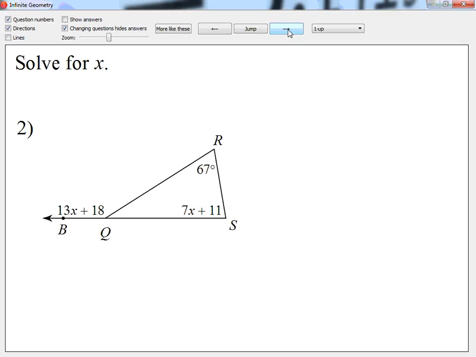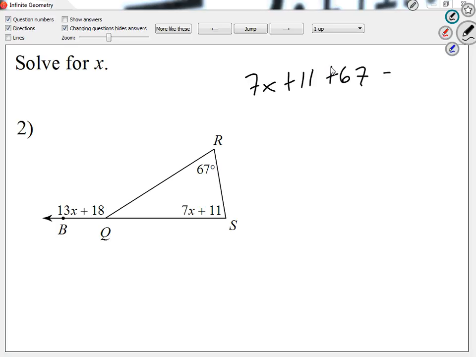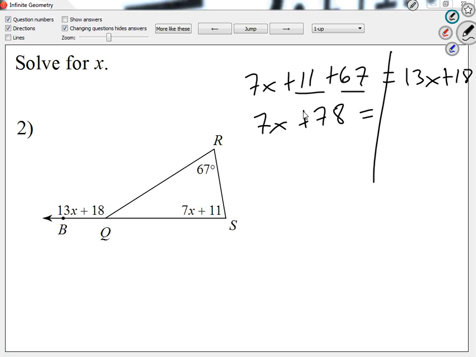Let's take a look at number 2. I'm going to add the two interior angles. So I'm going to go 7x plus 11 plus 67 is equal to 13x plus 18. I'm going to separate them to the equal side. I'm going to simplify the left. So 7x is just 7x. How much is 11 plus 67? 78. So we have 7x plus 78 is equal to 13x plus 18.